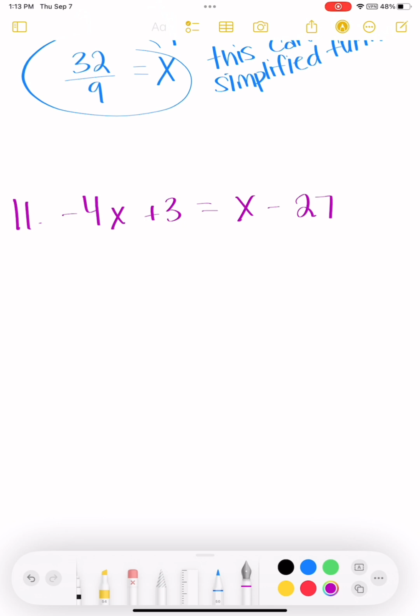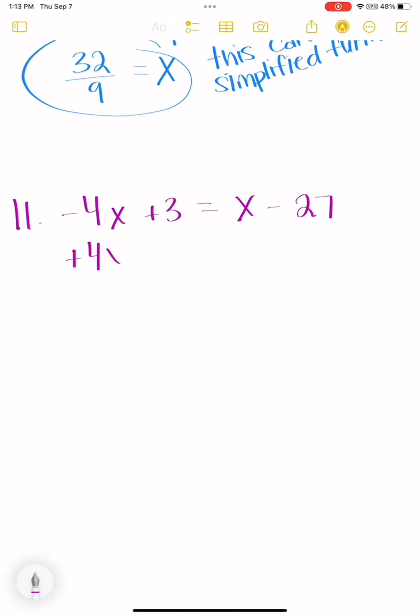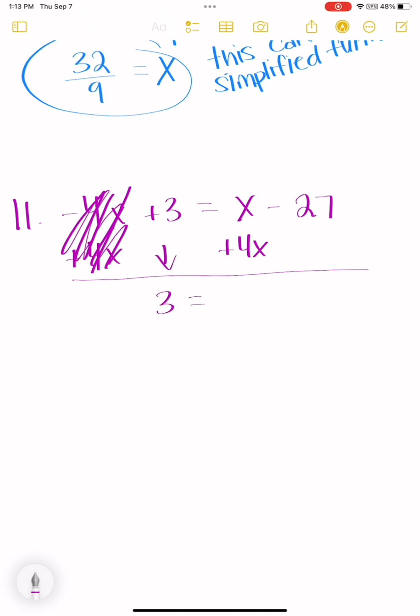Simple, we are just combining like terms. We want to make sure we're solving for x. So the first thing we're going to do is add 4x to both sides. Negative 4x plus 4x is going to give us 0, so cancel that out. And then we have 1x, there's an imaginary 1, but bring that 3 down first. Alright, 1 plus 4x is 5x minus 27.